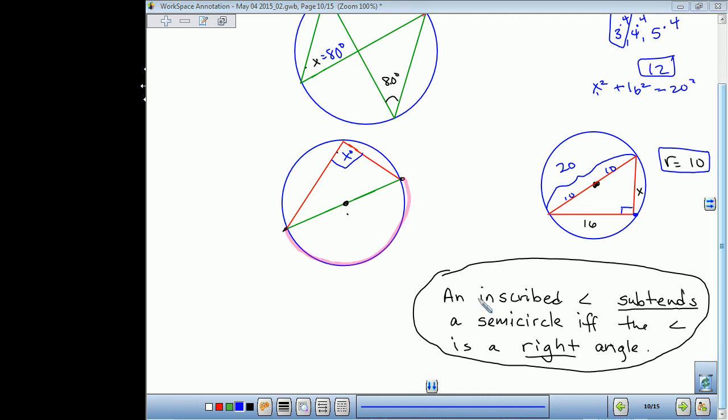Okay, so an inscribed angle that subtends, that's kind of the same thing as intercepts, a semicircle if and only if the angle is a right angle. IFF, if and only if. Wait, what is subtend? Like intercepts. That it intercepts the circle.